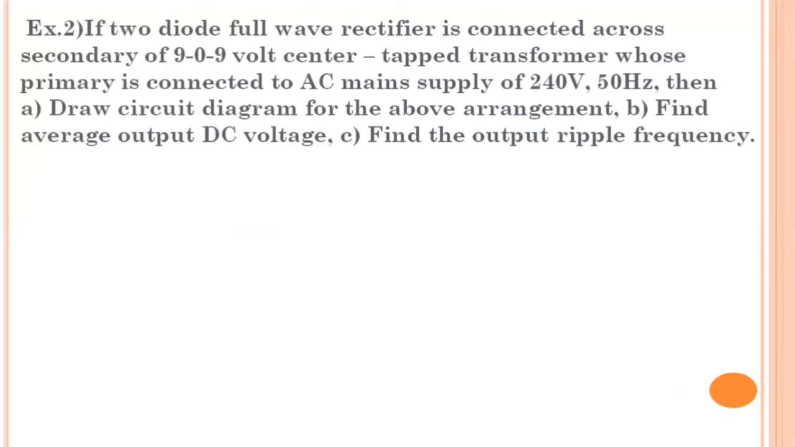If a two diode full wave rectifier is connected across the secondary of a 9-0-9 volt center tap type transformer whose primary is connected to the AC mains supply of 240 volt and frequency of 50 hertz, then first, draw the circuit diagram for the above arrangement. Second, find the average, also called the DC output voltage. Third, find the output ripple frequency, that means FR.